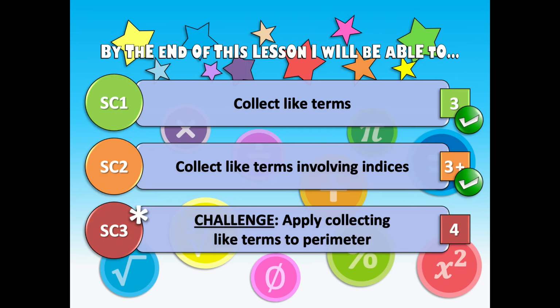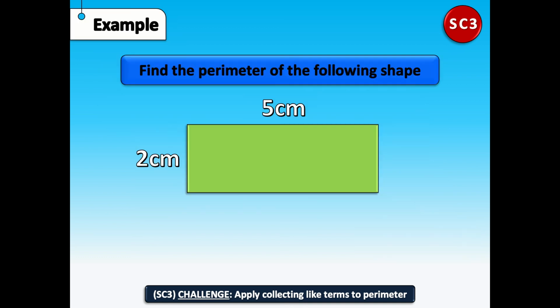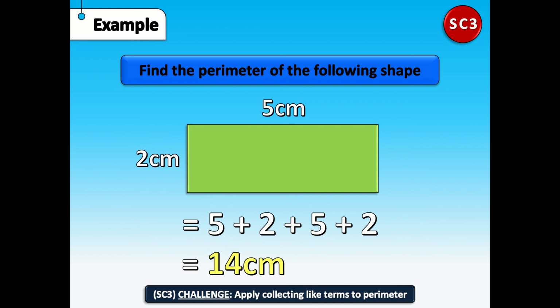So now we've completed success criteria 2. So we're going to move on to number 3, and this is to apply collecting like terms to perimeter. So perimeter means the total distance around the outside of the shape. So to find the perimeter, you add all the sides together. So if we want to find the perimeter of this shape, we need to add all the sides together, even the missing sides. So the perimeter would be 14 centimeters.